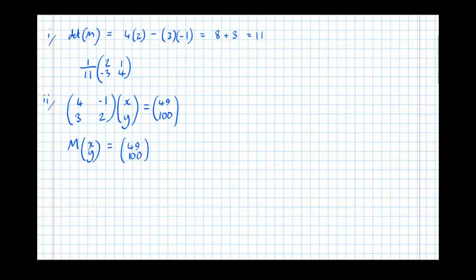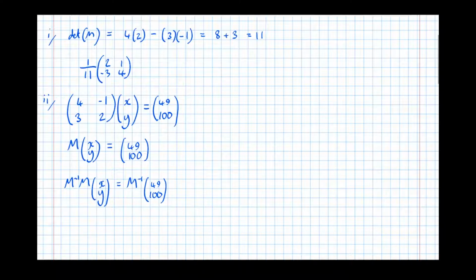Well, actually, if we times on the left by the inverse of M, both sides, so M to the minus 1 M of xy equals M to the minus 1 of 49, 100. Now, it's so important that you multiply both on the left, because matrices aren't commutative. You can't multiply one on the left and one on the right and still maintain that both sides are equal. You've got to decide whether you're going to multiply both sides on the left or on the right.